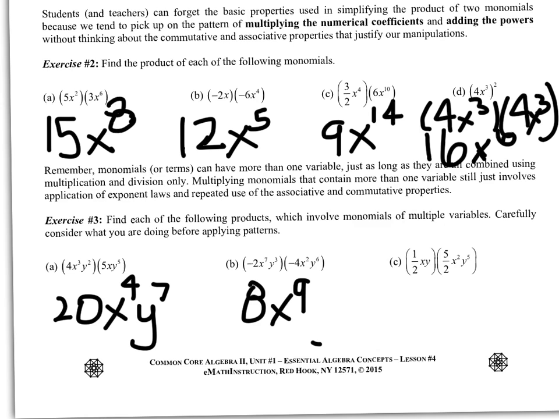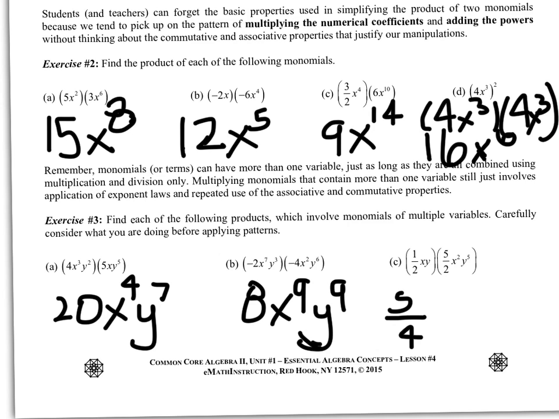And y also to the power of 9. 8x to the 9th, y to the power of 9. And lastly, fractions, no big deal. We know how to multiply fractions. You multiply the numerators, 1 times 5, and you multiply the denominators. 2 times 2 is 4, and we leave it as 5/4.